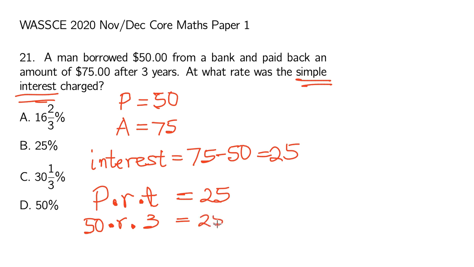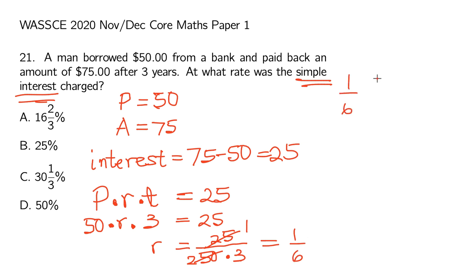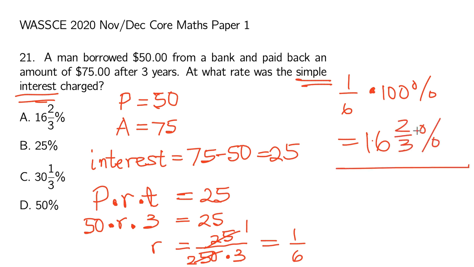So we have that. Solving for r, we get r equals 25 over 50 times 3. And canceling, 25 goes here, 1 goes here, 2. We get 1 over 2 times 3, which is 1 over 6 as the rate. Now, expressing 1 over 6 as a percentage, what do we get? 1 over 6 times 100%. That's equal to 16 2/3%. So that gives us A as our answer.